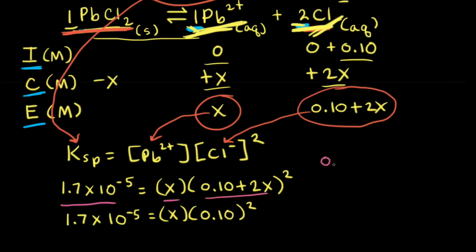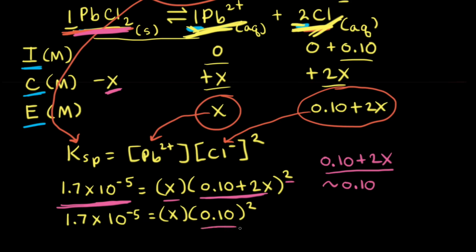Now let's think about 0.10 plus 2X for a second here. With a very low value for KSP, 1.7 times 10 to the negative fifth, that means that not very much of the PbCl2 will dissolve. And if that's true, X is a pretty small number. And if X is a small number, 2X is also pretty small. So we're going to make an approximation and say that 0.10 plus a pretty small number is approximately equal to just 0.10. And that's going to make the math easier on us. So instead of writing 0.10 plus 2X squared, we just have 0.10 squared.